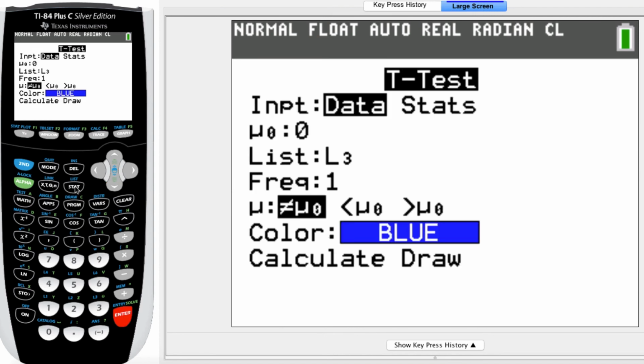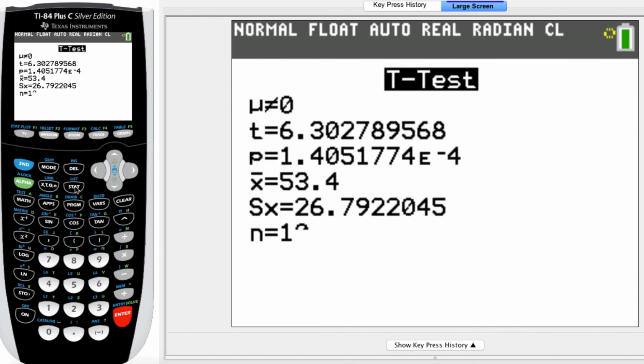When we do our t-tests, we want to use data since we have our raw data. Our mu naught is 0. Remember, mu naught is mu sub d, and that's equal to 0. Our list is L3 for our differences. The frequency is 1 because we put our raw data into our lists. Our alternative hypothesis was not equal to mu naught because we've got a two-tailed test. And we can arrow down to calculate to get the results of our t-test.